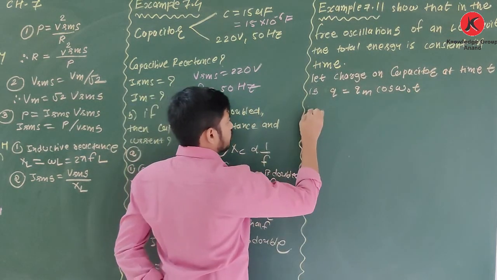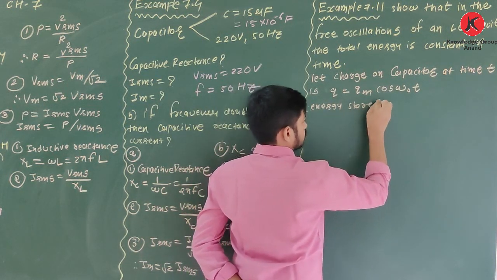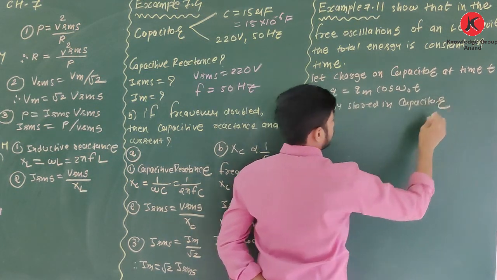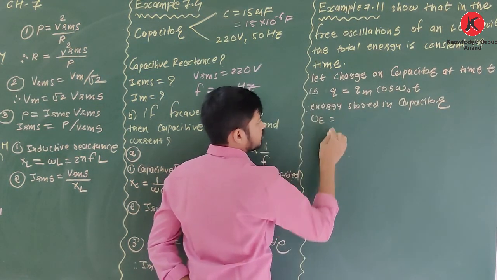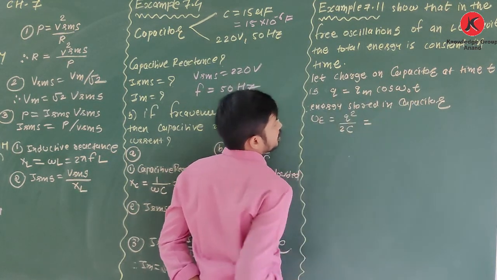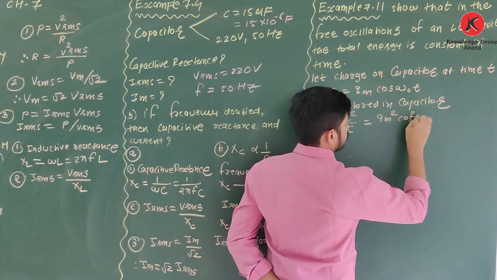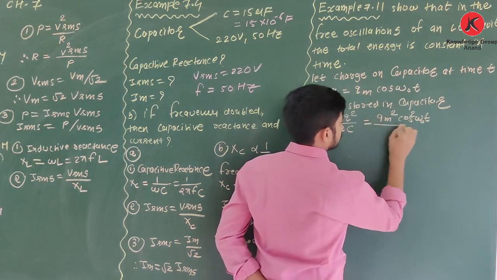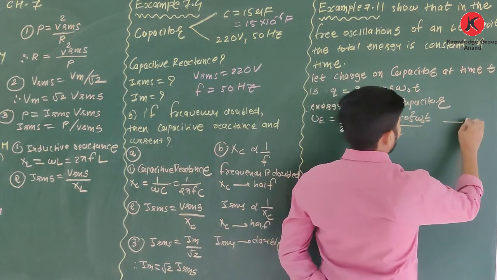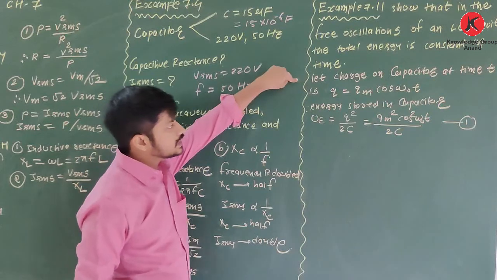Therefore energy stored in the capacitor, UE is equal to Q square upon 2C, which is equal to Qm square cos square omega 0 t divided by 2C. Simple? This is equation number 1. Now, it is the equation of charge.